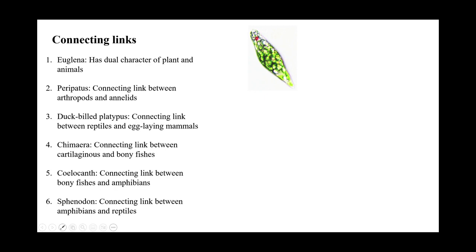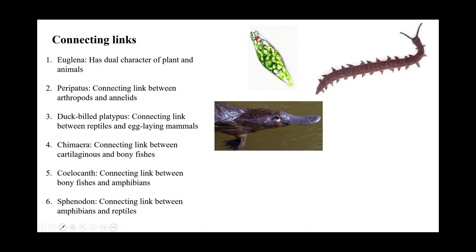We have euglena, which is like plant and animal. We have peripatus, which is between arthropods and annelids. We have duck-billed platypus, which is between reptiles and egg-laying mammals. Now, reptiles and mammals have a bird in between, but these are connecting links between reptiles and egg-laying mammals. We have chimera, which is between the cartilaginous and bony fishes, Chondrichthyes and Osteichthyes. We have coelacanths, which are between bony fishes and amphibians, so Pisces and Amphibia as a class. And then you have Seymouria, which is between amphibians and reptiles. So all these are structural evidences.